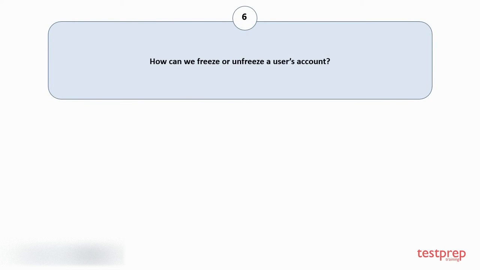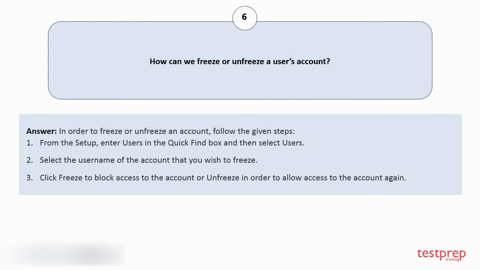Question number 6, how can we freeze or unfreeze a user's account? Your answer is, in order to freeze or unfreeze an account, follow the given steps. 1. From the setup, enter users in the quick find box and then select users. 2. Select the username of the account that you wish to freeze. 3. Click freeze to block access to the account, or unfreeze in order to allow access to the account again.